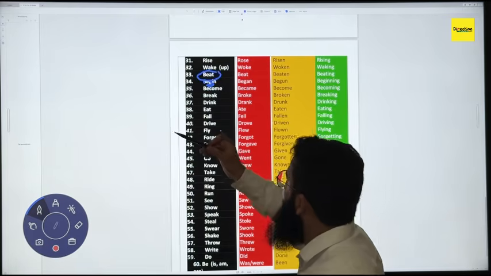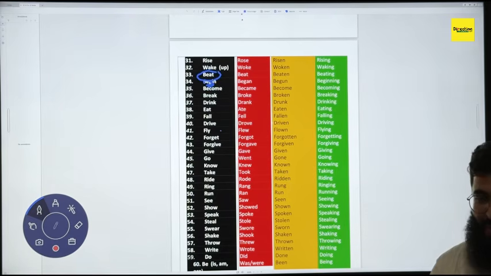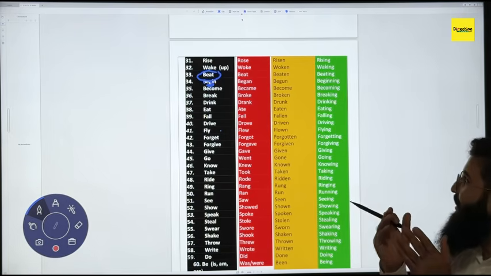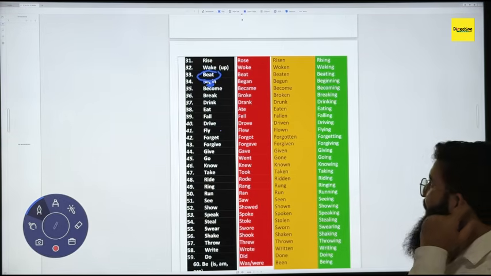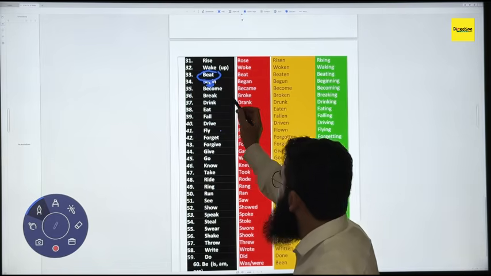Beat. Why is it tricky? Because the first form and the second are written the same, but the pronunciation is different. It is beat, bait. Pronunciation is different. Okay, that's why they ask these things. And this is also tricky.